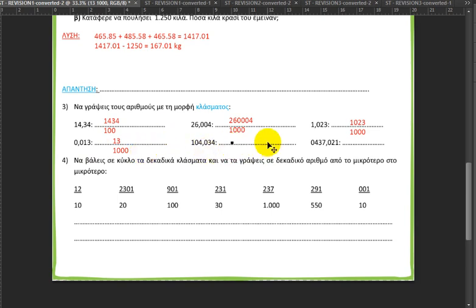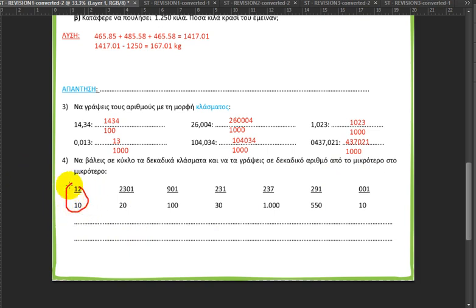This would be 104,034 over 1,000. And this would be 437,021 over 1,000. Next, we want to circle the fractions that have a base of 10 and then write them as decimal numbers in the correct order. So let's do that.